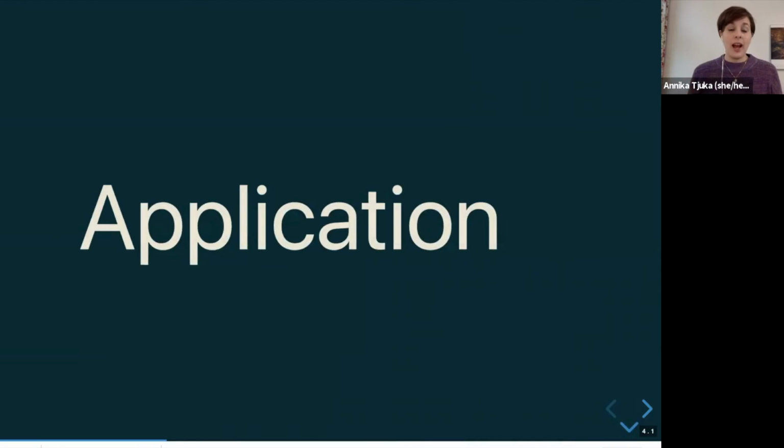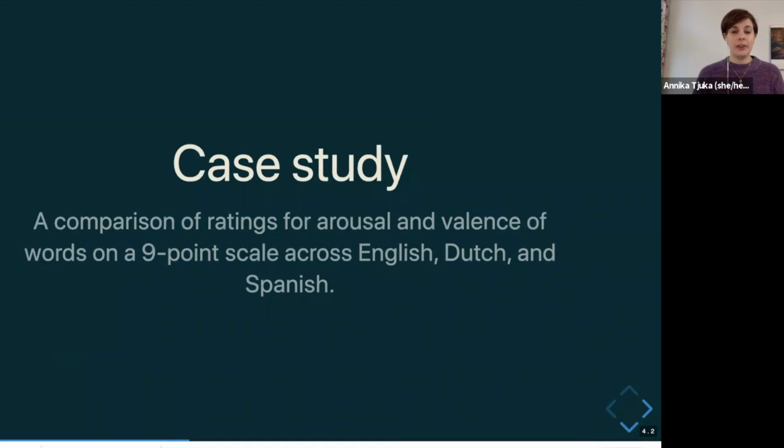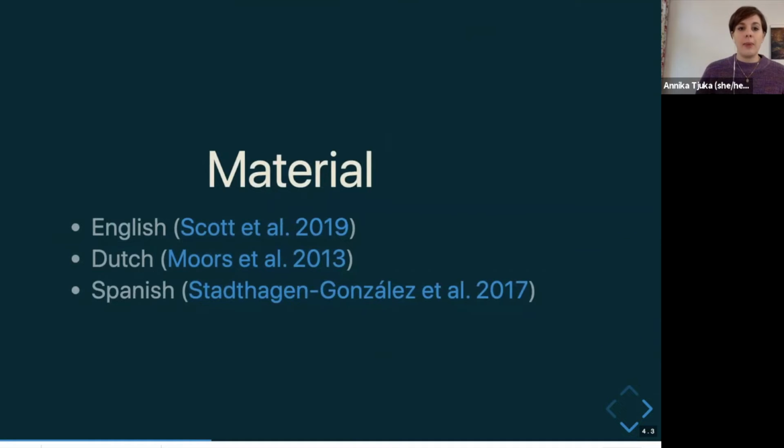But now we have all this data. How can we apply it, or what can we do with it? Here I would like to present a case study that looks at a comparison of ratings for arousal and valency of words on a 9-point scale across English, Dutch, and Spanish. We took the material from 3 different studies: Scott et al. for English, Moors et al. for Dutch, and Stadthagen-Gonzalez for Spanish.